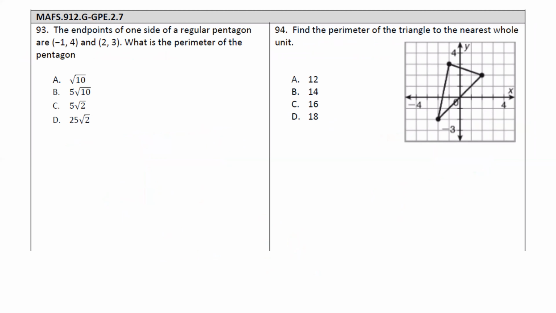On 93, the endpoints of one side of a regular pentagon are -1, 4 and 2, 3. What is the perimeter of the pentagon? So endpoints of one side of a regular pentagon. First thing we have to do is find the length.